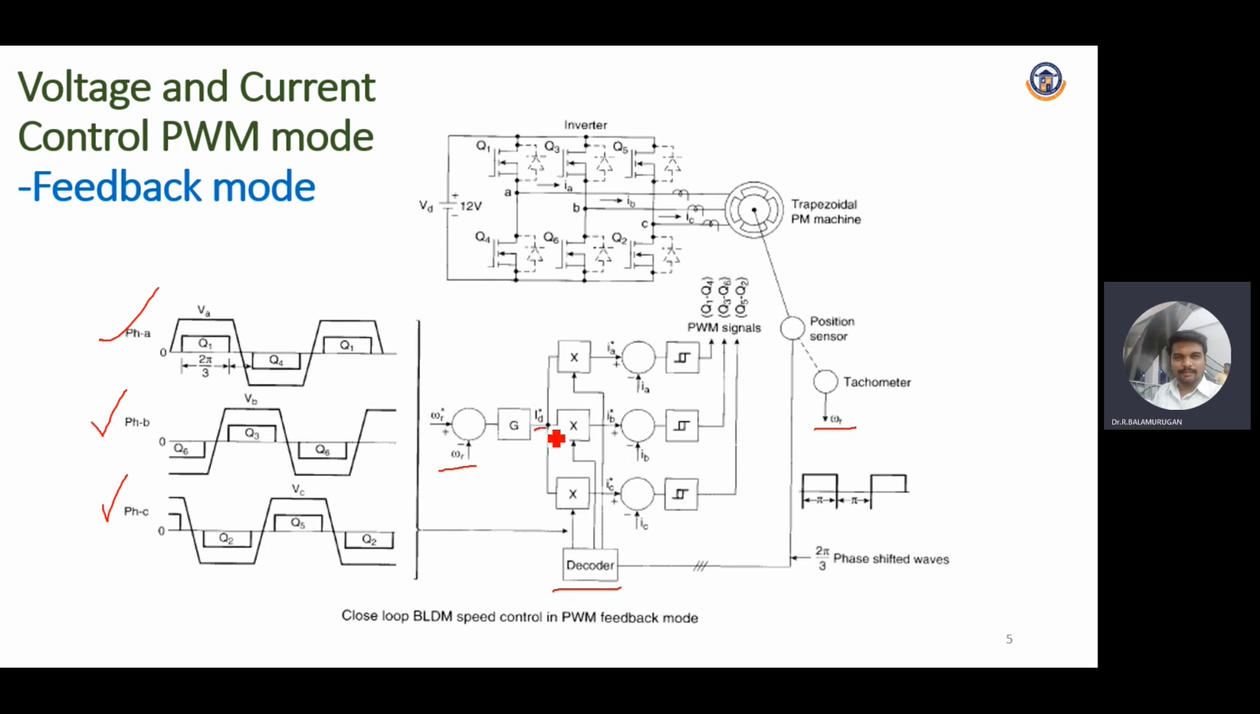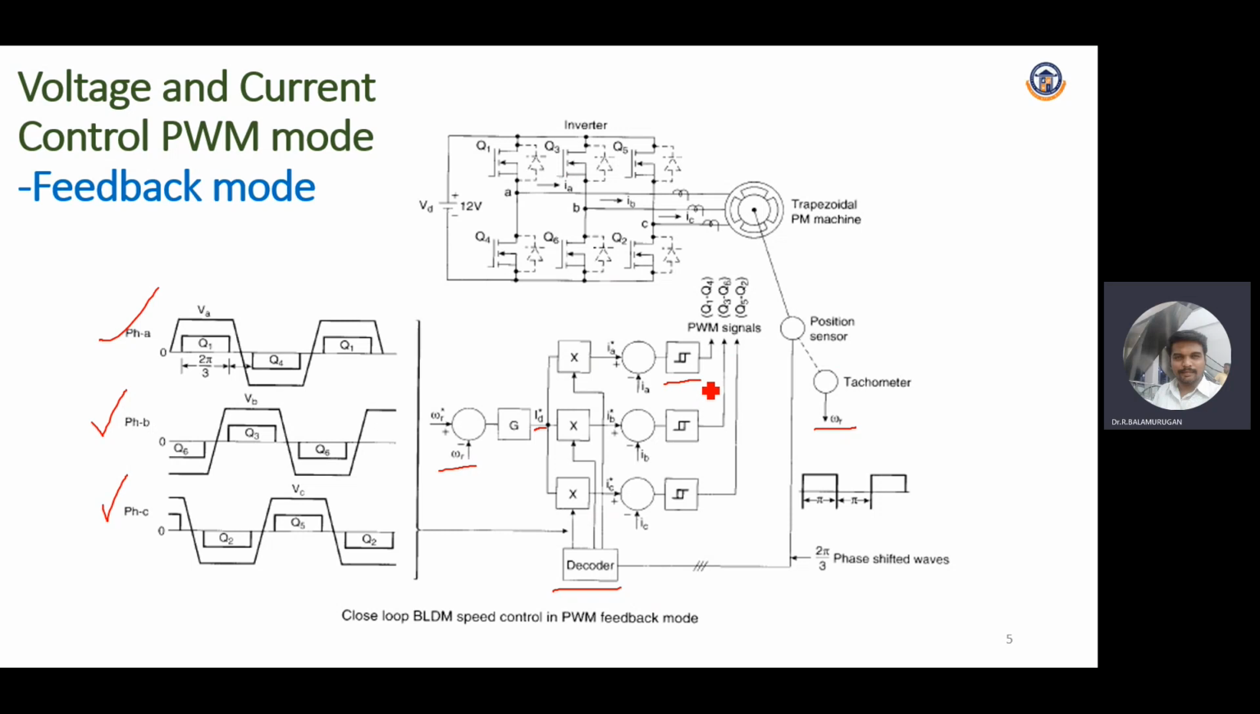So according to this current reference, a three-phase current reference will be generated according to the decoder signal. Each and every phase we can call IA star, IB star, and IC star. According to that, this hysteresis current band controller generates the PWM signal. That signal will be triggered to the appropriate switches.